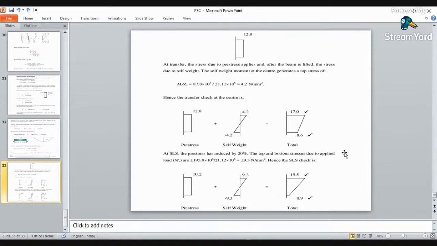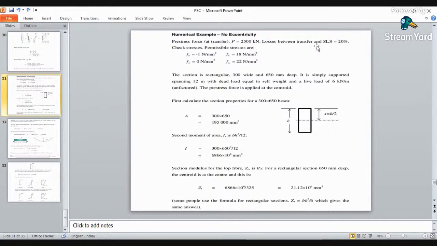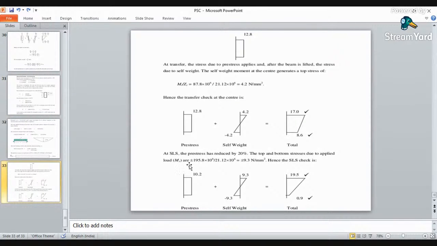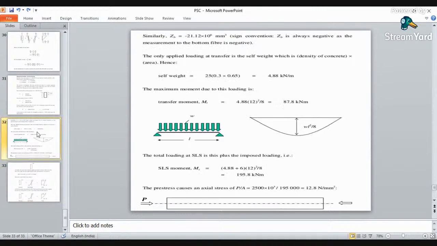Okay, now at this serviceability, the pre-stress we are given with the 20% reduction between the transfer and serviceability. Is it? So at the serviceability stage, the stress has reduced by 20%. The top and bottom stresses due to applied load will be the positive or negative 195.8 into 10 to the power 6 divided by section modulus. That is nothing but your moment or serviceability moment.